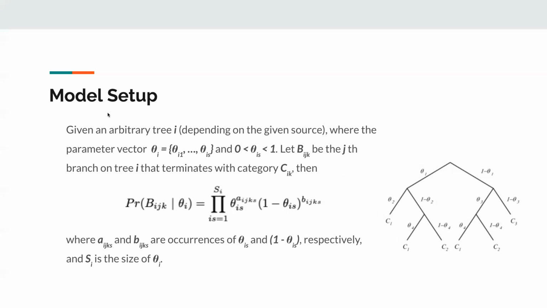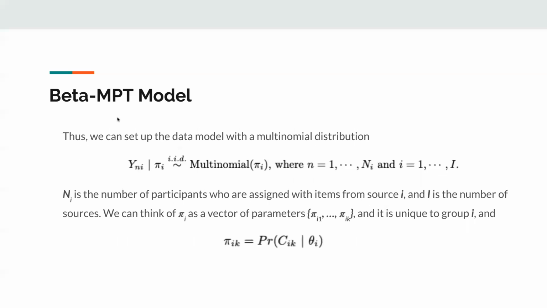Well, the former one is easy to get. The other is a bit tricky, but we can utilize the structure of a binary tree. As shown here, we obtain each probability by calculating the probability of getting a branch that ends with that category and multiply all of them. And then we can set up our Beta-MPT model.